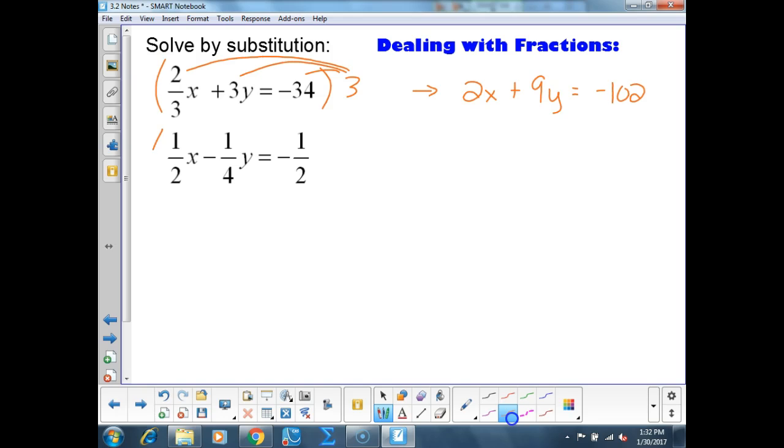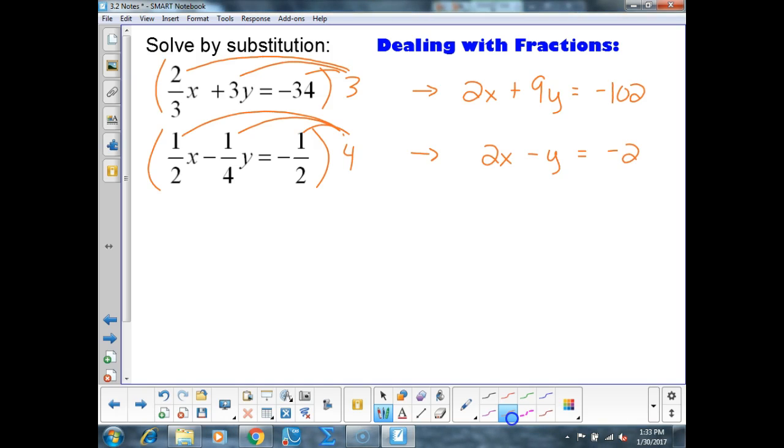What would you multiply the bottom equation by? 4. Again, everywhere. So then that gives us 2x minus y equals negative 2. You handle it from there now? Okay, same equations, just wrote them in a different way. Solve it using substitution.